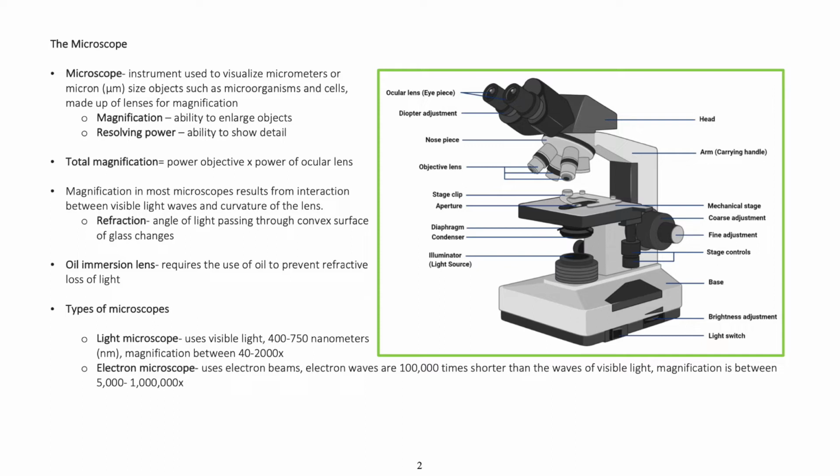Types of microscopes. Light microscope uses visible light, 400 to 750 nanometers. Magnification is between 40 to 2000 times. Electron microscope uses electron beams. Electron waves are 100,000 times shorter than the waves of visible light. Magnification is between 5,000 to 1,000,000 times.